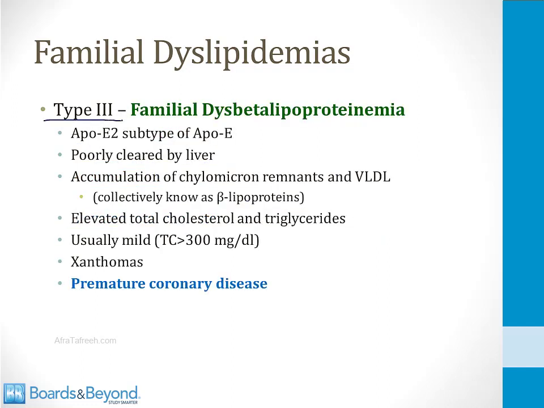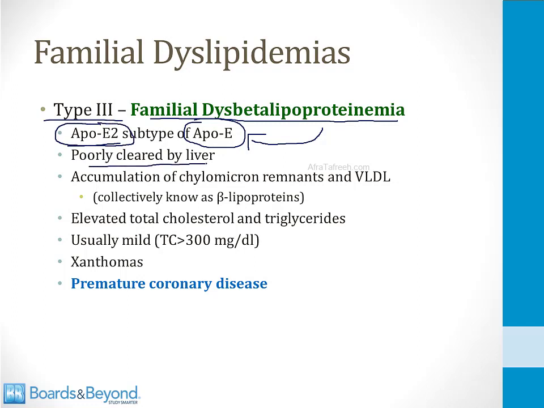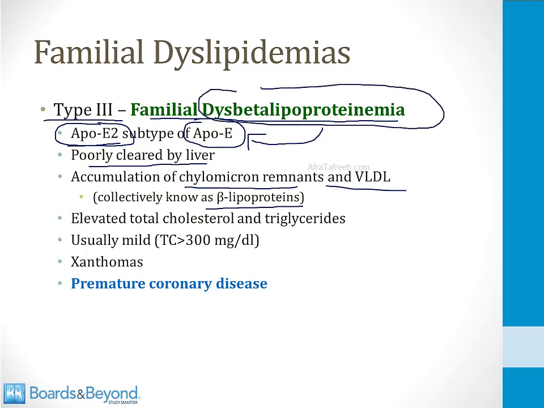A type 3 familial dyslipidemia is called familial dysbeta-lipoproteinemia, and people with this condition have the ApoE2 subtype of ApoE. In the module on lipid metabolism, I talked about how ApoE is necessary for the clearance of particles like chylomicrons and VLDL particles from the plasma. People who have the ApoE2 subtype have lipid particles that are poorly cleared by the liver. As a result, they accumulate chylomicron remnants and VLDL particles, and these are collectively known as the beta lipoproteins. That's why this is called dysbeta-lipoproteinemia.